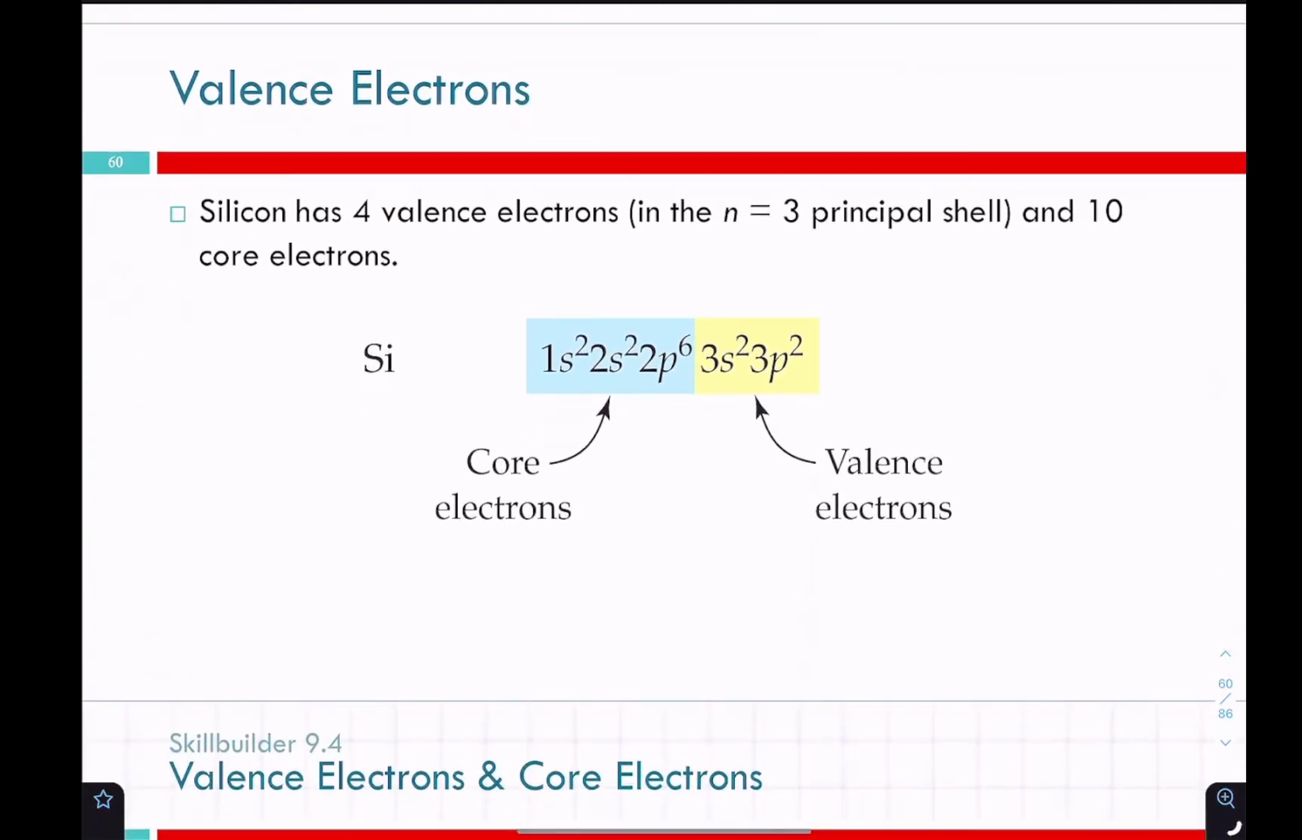Just another visual of this. For silicon, all of the orbitals starting with 3 are the valence electrons. The rest of them are core electrons. They're on the interior.